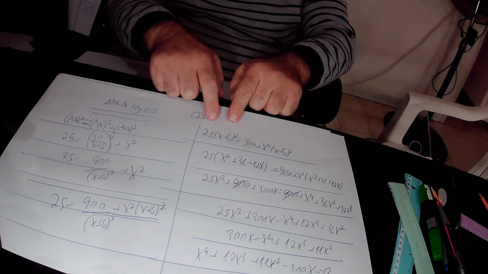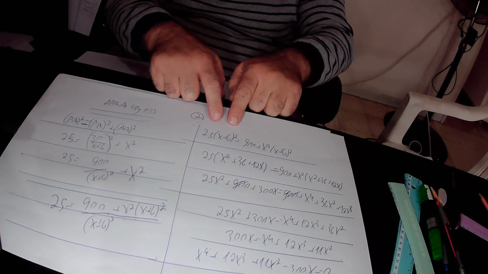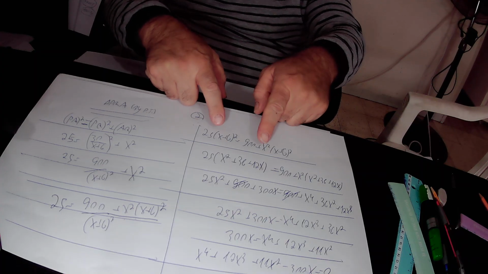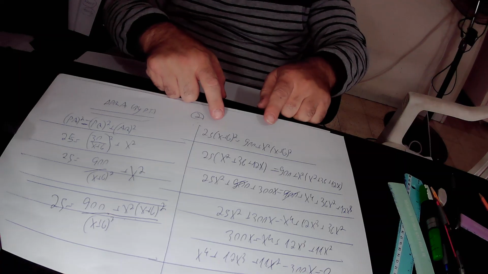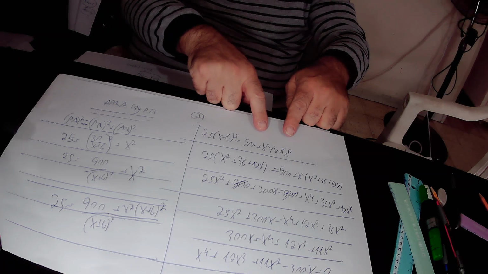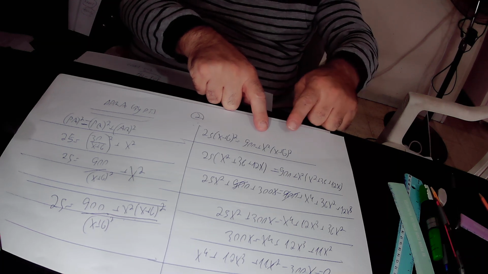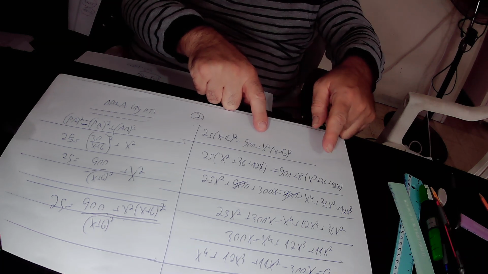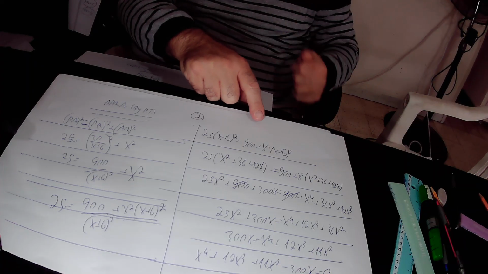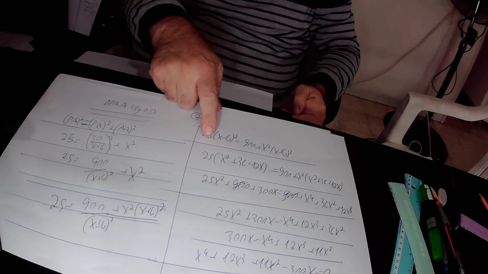So we have 25 times (x plus 6) squared. (x plus 6) squared equals x squared plus 6 squared, that is 36, plus 2 times x times 6, that is 12x. And this equals 900 plus x squared times (x plus 6) squared. Again, (x plus 6) squared equals x squared plus 36 plus 12x. Open the brackets of this expression.